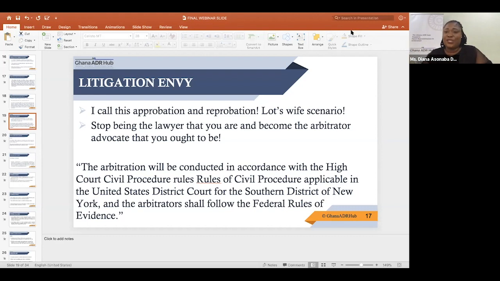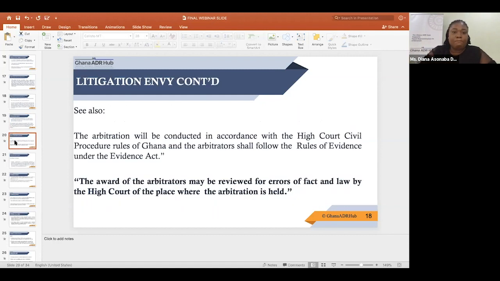So litigation envy clauses are those clauses that are leaving litigation behind, but are dragging some aspects of litigation back into arbitration. You end up almost facing the very challenges we are trying to avoid in the first place by resorting to arbitration instead of litigation. Another example of a litigation envy clause: the arbitration will be conducted in accordance with the High Court civil procedure rules of Ghana, and the arbitrators shall follow the rules under the Evidence Act. So yes, we are going to arbitration, all right, but we want our arbitrator to follow litigation rules on evidence and procedural law.